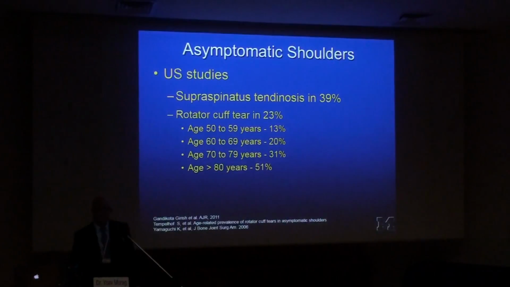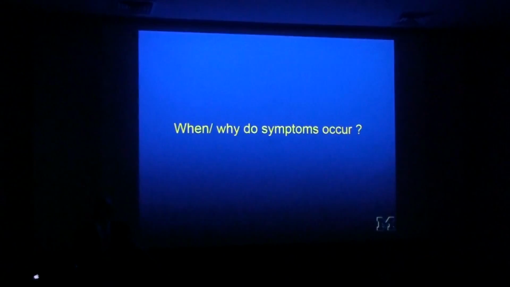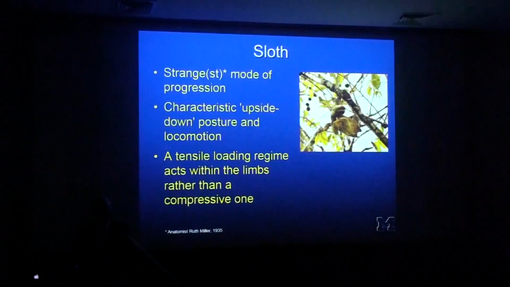And the question is really, when and why do symptoms occur in the context of tendon tears in the shoulder? Why are some people asymptomatic with big old tendon tears? Think of it, and we'll get back to it at the end of the talk, and I'll propose a theory.